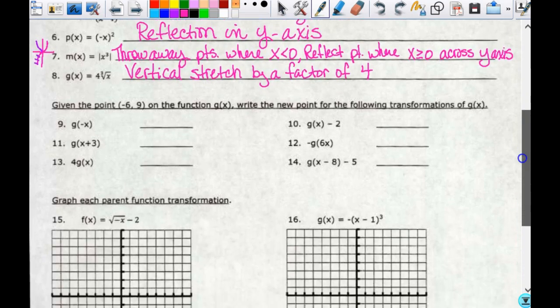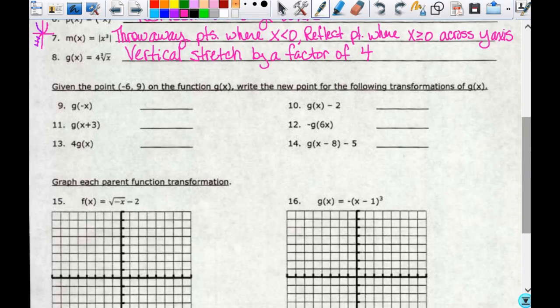Okay, next one. Given the point negative 6, 9 on the function g of x, write the new point for the following transformations of g of x. All right, so just change the sign on x, which means this is just going to be 6, 9. This is g of x plus 3. I'm changing the x, so I do the opposite. The y stays the same. It's just 9, but I'm going to subtract 3 from negative 6, so that's negative 9.